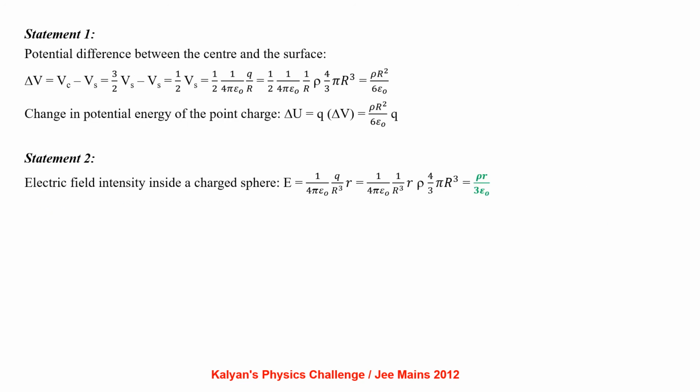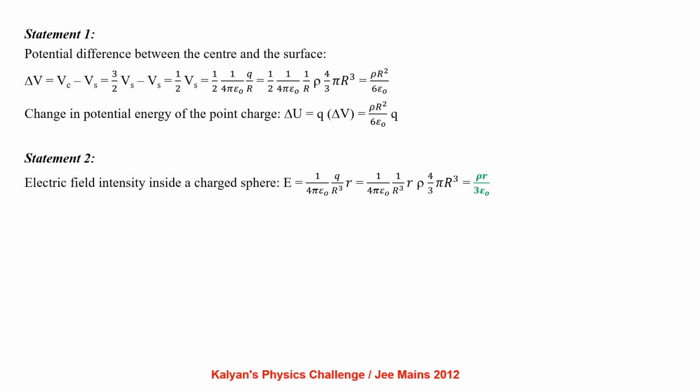Coming to statement 1, potential difference between the center and the surface, delta V equal to V center minus V surface, that is 3 by 2 V surface minus V surface, which comes out to be half of V surface. By putting the values, we get the potential difference to be rho R square by 6 epsilon naught. So the change in potential energy of the point charge, delta U equal to Q times delta V, which is rho R square by 6 epsilon naught into Q. So statement 1 is false.